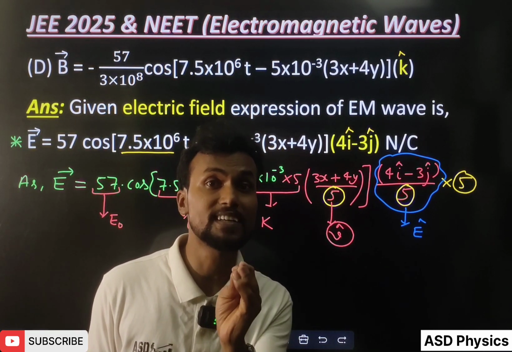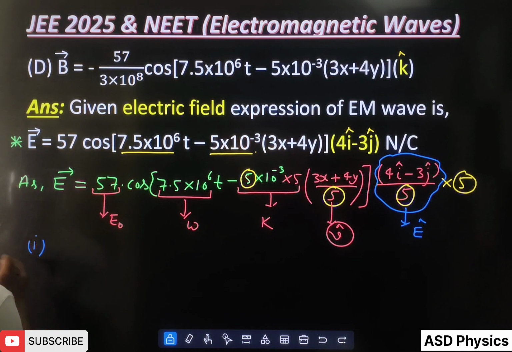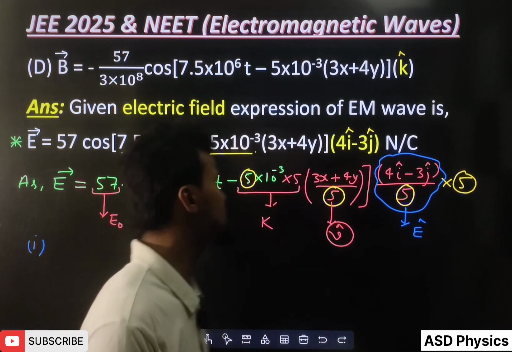Free space means what is the speed here? Speed of light. Even I can prove it. See here please, one by one I will see here. First I will use the speed, then I will calculate which expression?